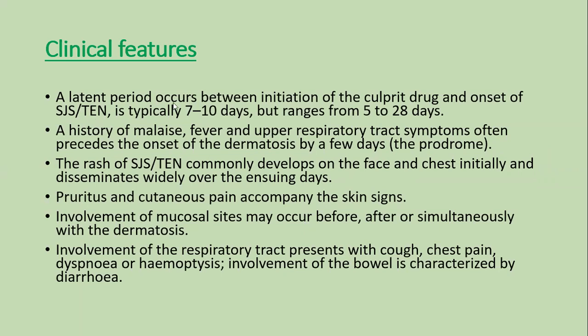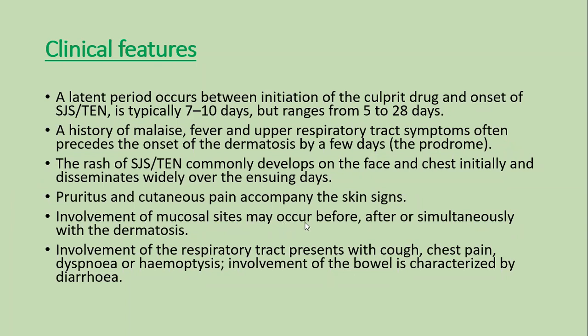Clinical features. A latent period occurs between initiation of the culprit drug and onset of Stevens-Johnson, usually 7 to 10 days, but it ranges from 5 to 28 days. A history of malaise, fever, and upper respiratory tract symptoms often precedes the onset of the rash. The rash commonly occurs on the face and chest, then disseminates widely. Pruritus and cutaneous pain accompany the skin signs.